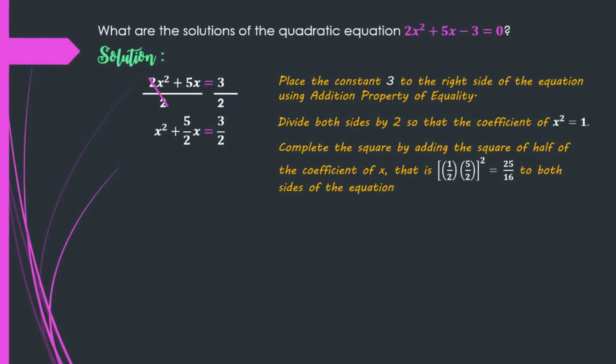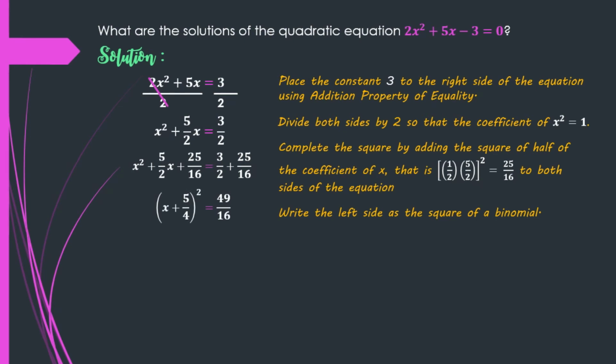So we add 25 over 16 to both sides of the equation, and it will become x squared plus 5 over 2x plus 25 over 16 is equal to 3 over 2 plus 25 over 16. The next step is to write the left side as the square of a binomial. The square of a binomial of x squared plus 5 over 2x plus 25 over 16 is x plus 5 over 4 squared. And 3 over 2 plus 25 over 16 is equal to 49 over 16.